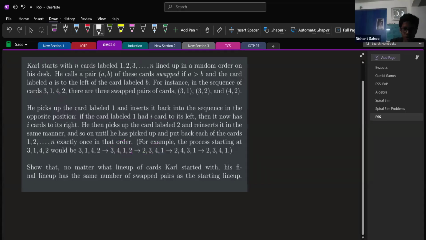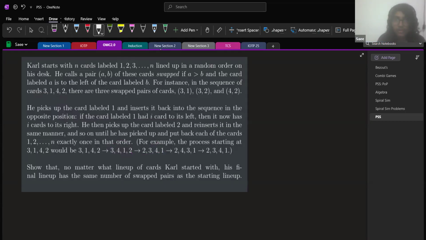We do this process for each of the cards from 1 to N. Yes, you start from 1 and then 2, 1 to N in that order. Let us assume N is at the ith position. Okay, what are you inducting on, Shreyan?